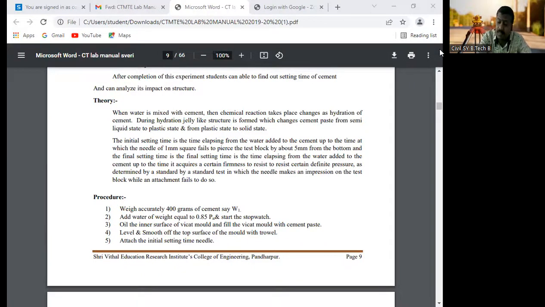म्हणजे सेटिंग टाइम टेस्ट काउंट करत असताना तुम्हाला वॉटर किती ऍड करायचं आहे, तर 85% वॉटर ऍड करायचा. कशाच्या? तुमची जी काही कन्सिस्टन्सी आलेली आहे ना, त्या कन्सिस्टन्सीच्या 85% वॉटर ऍड करायचं. बाकीचा रेस्ट ऑफ द प्रोसिजर इज सेम. फक्त काय, तर निडल चेंज होणार आहे. इनिशियल सेटिंग टाइम काउंट करत असताना आपण इनिशियल सेटिंग टाइम निडल यूज करतो आणि फायनल सेटिंग टाइम काउंट करत असताना आपण फायनल सेटिंग टाइम निडल यूज करतो.